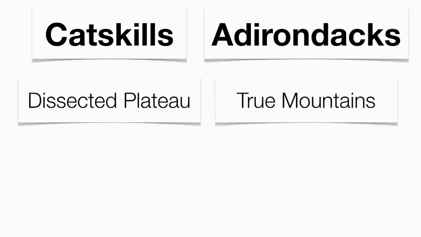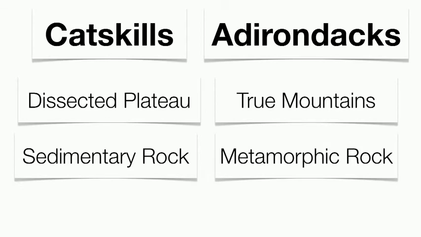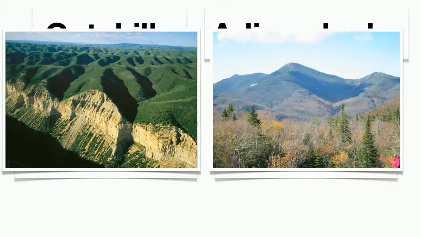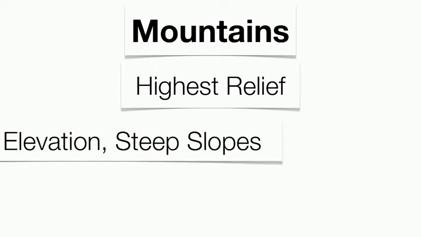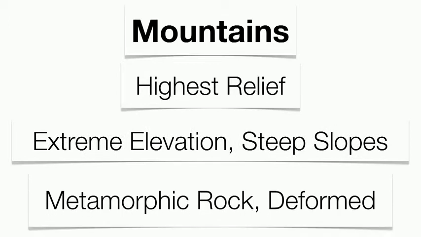The Adirondacks and the Catskills are made up of very different types of rock. Catskills are sedimentary, Adirondacks are metamorphic. So even though they look very similar in nature, the Catskills are sedimentary, relatively flat horizontal structure. Metamorphic rock is your true mountain range. Speaking of mountains, mountains are going to have the highest relief, the steepest slope, the greatest elevation, and your metamorphic rock with possibly even some deformed structure, such as folding, faulting, or tilting of rock.